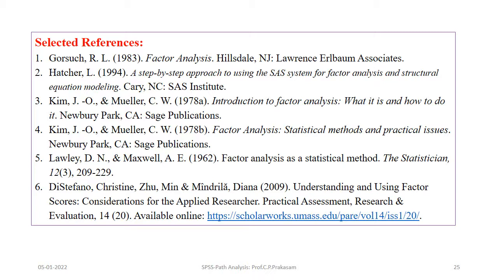One can go through that, and you can see reference number 6, which will give you an understanding of the use of factor scores. Here he has described how to calculate the factor scores and the various steps for factor scores: standardization, weighted factor scores and all these things. Here the weighting method and normal method and other things are given. Other procedures will show you the factor analysis procedure. Reference number 2 will give you a step-by-step approach to using the SAS system for factor analysis.